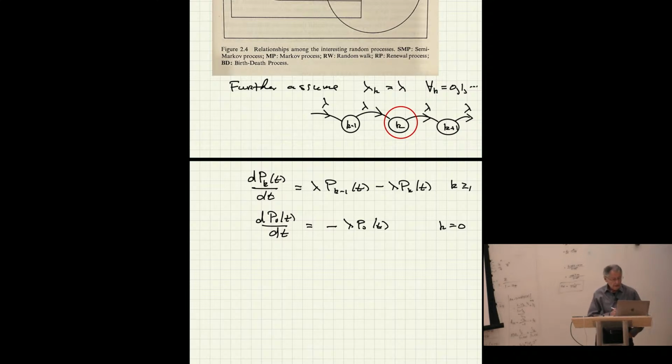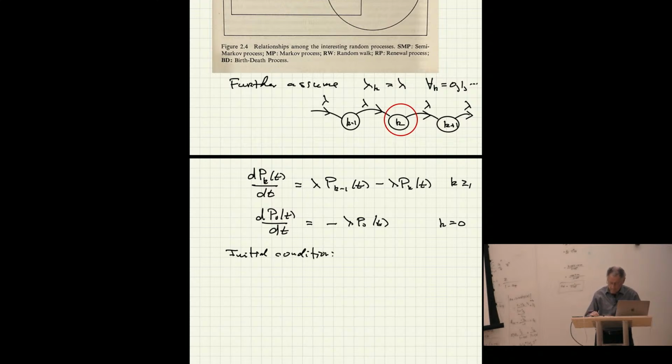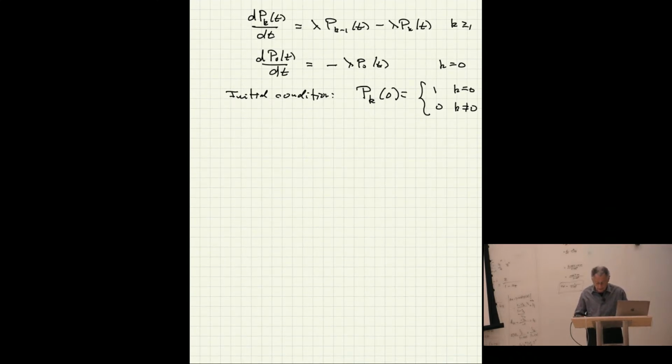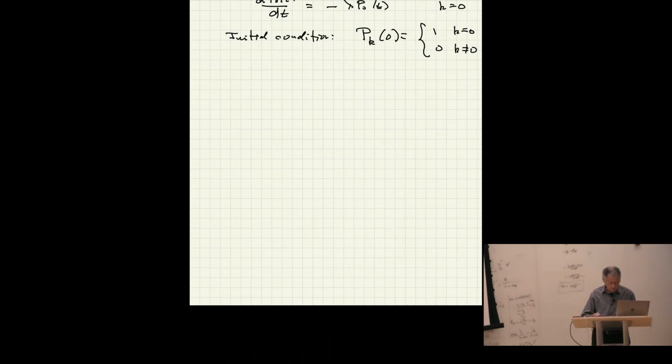Now, what else do I need? I need initial conditions. The initial condition I'm going to take is the following. I'm going to assume that we start off basically for sure in state 0, namely p_k(0) is equal to 1 for state 0 and 0 for k not equal to 0. Namely, with 100% of the time, I start off with no births, nobody in the population.